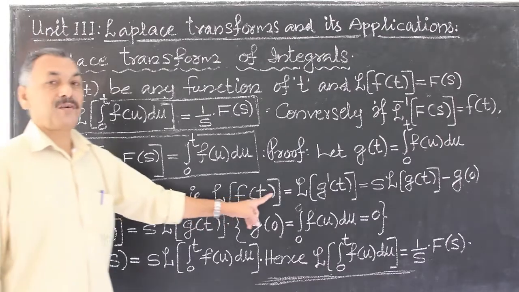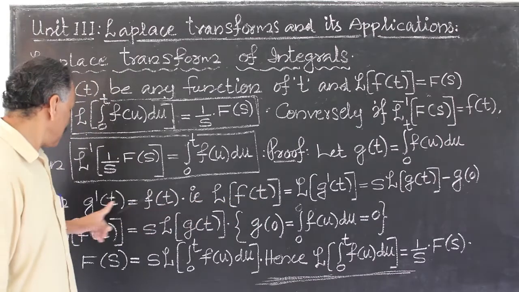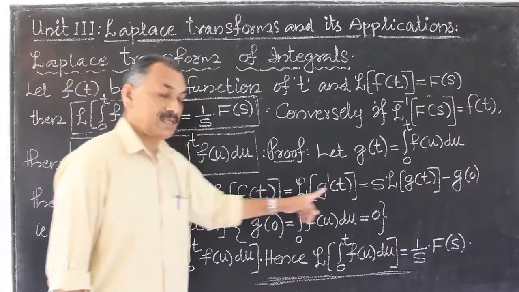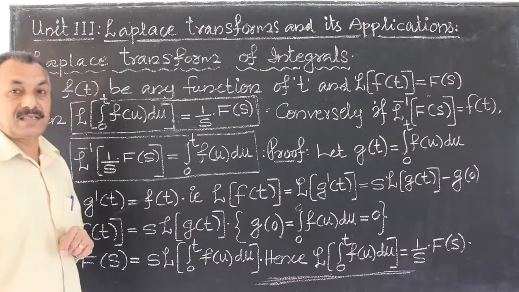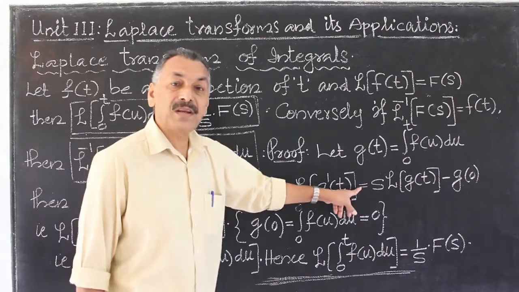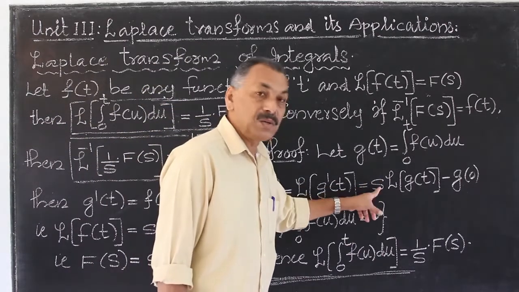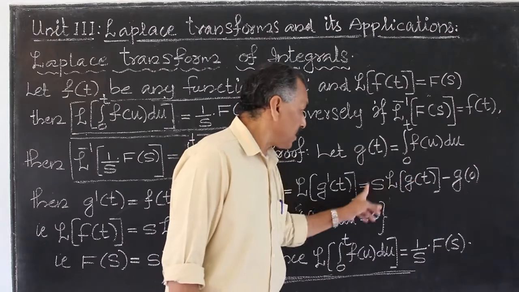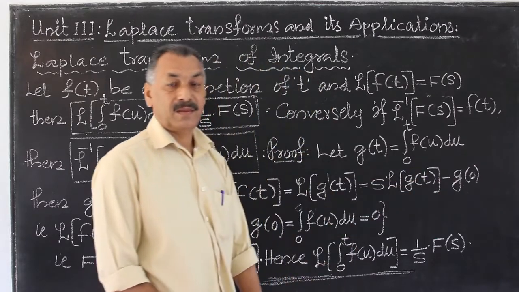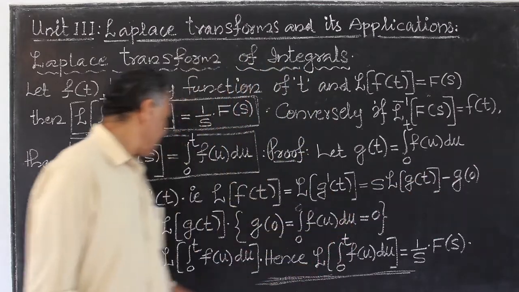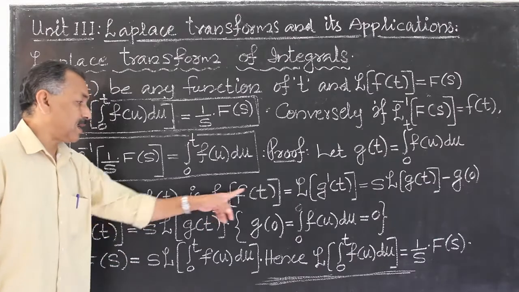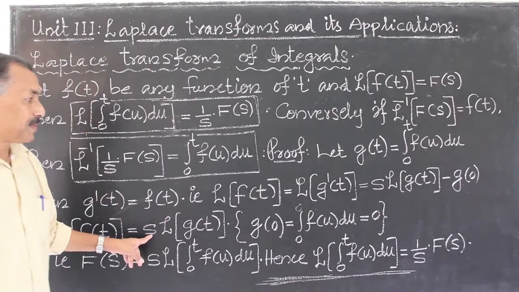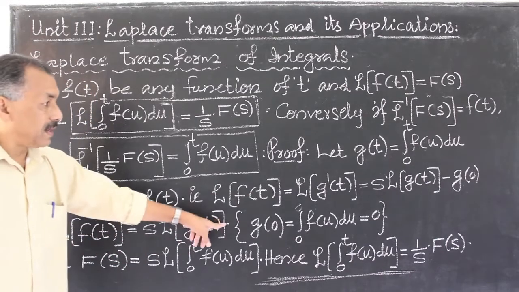Then take L of f of t. Laplace transform of f of t is equal to Laplace transform of g dash t, കാരണം f of t is equal to g dash t. What is Laplace transform of a derivative? It is equal to s into L of g of t minus g of 0. Okay, that is L of f of t is equal to s into L of g of t minus g of 0.